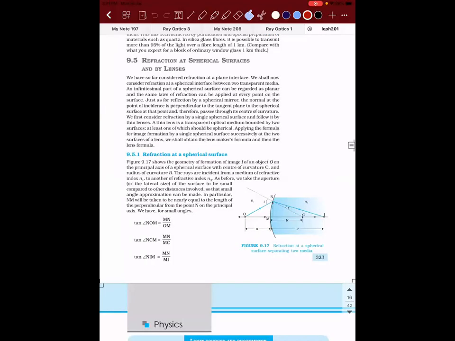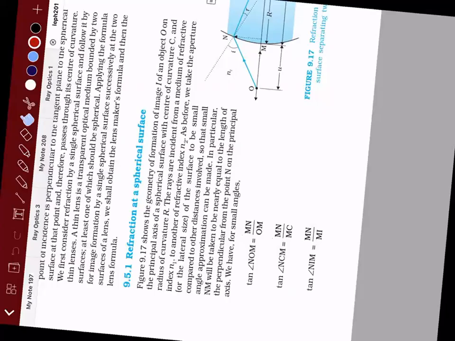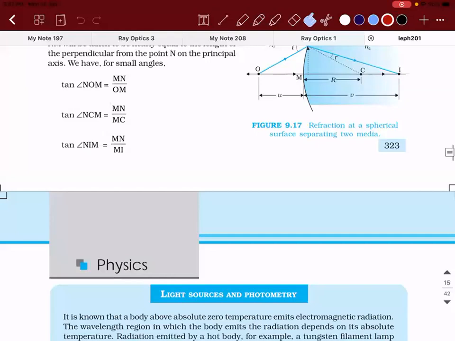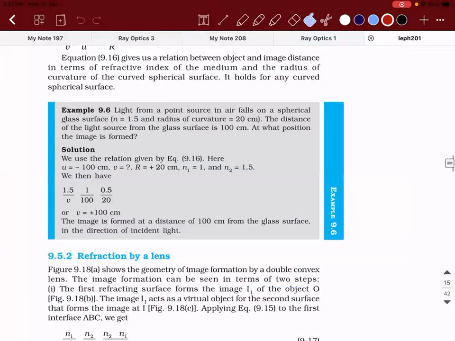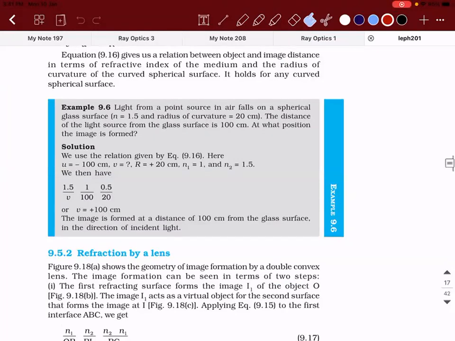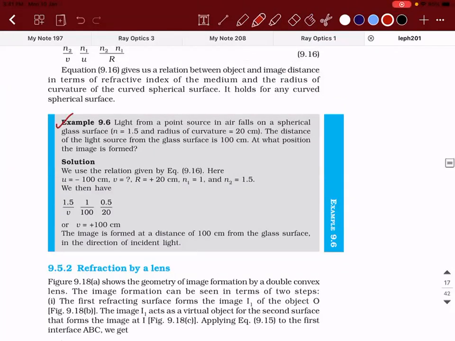So this is what we saw, refraction at spherical surfaces. But here the diagram is slightly different. Okay, let's see how to solve a problem based on this concept. So you would have understood in all the derivations, what did I tell you? You need to apply sign convention during the process of derivation, and you need to apply sign convention while solving the problems also.